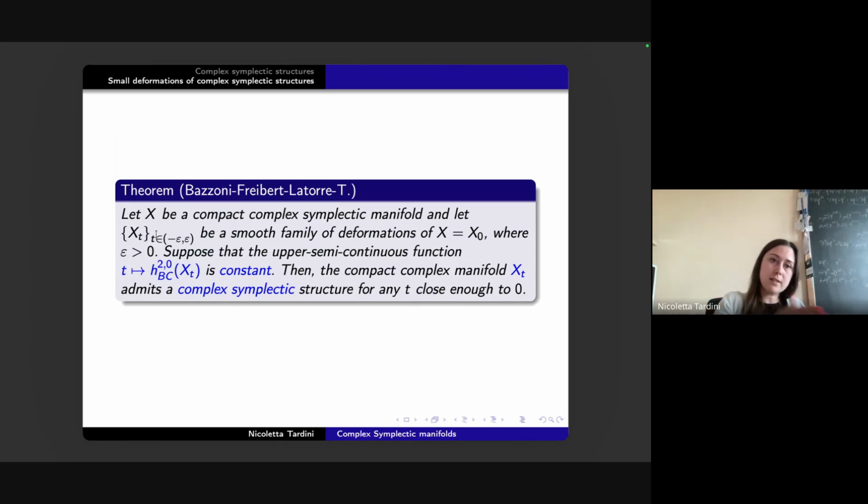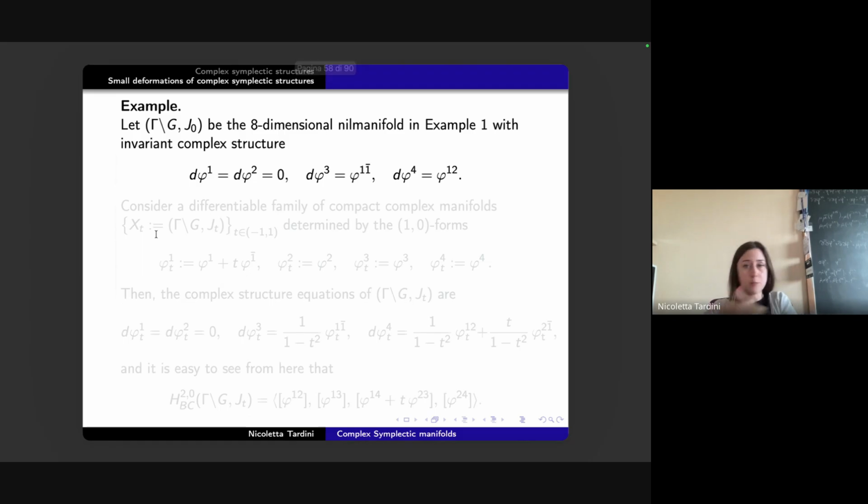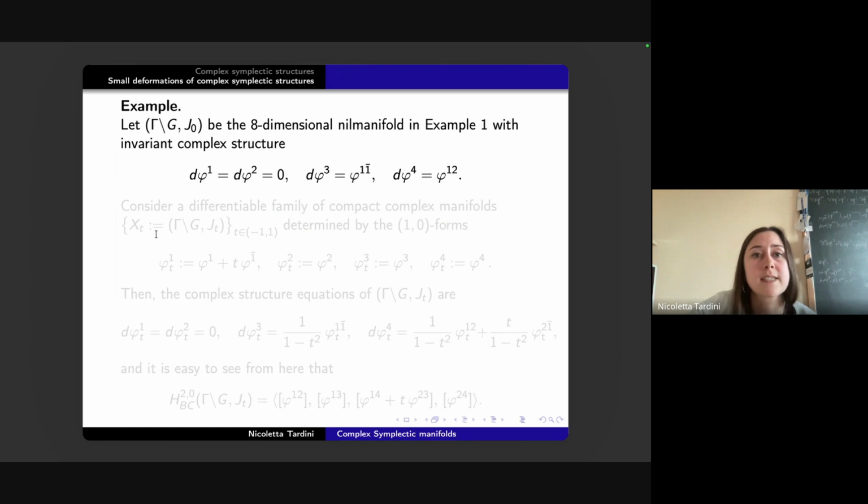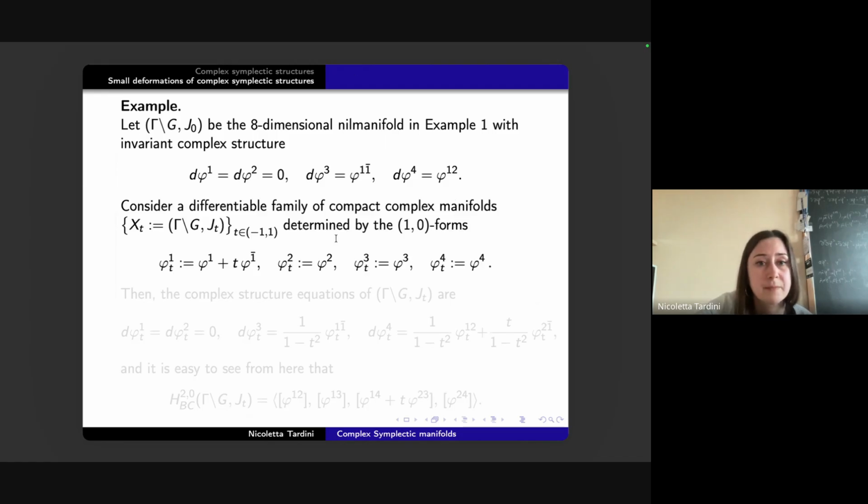But if it remains constant along some direction, then along that direction, the complex symplectic structure is preserved, okay? And we have examples of manifolds satisfying that where we can apply this result. For instance, again, if we take the 8-dimensional manifold we saw a few slides before, and we take another deformation, now we change phi1, okay? We perturb only phi1, the first form.